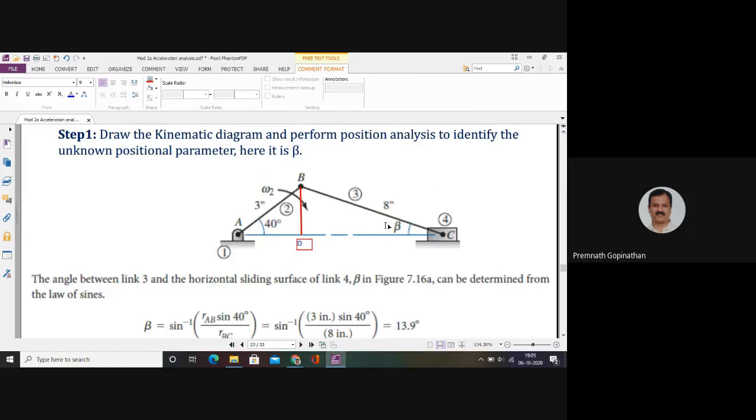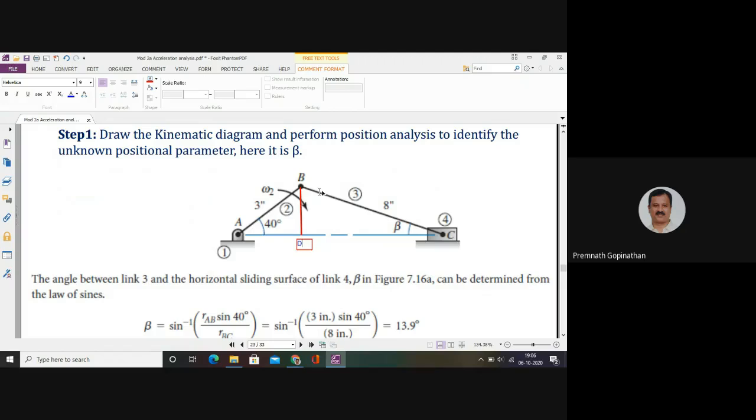The only unknown parameter that has been identified is beta here. You don't need this corner angle B, but if it is required, you can do that also. For that, you have to consider the side AC also. Side AC will be AB cos 40 degrees plus BC cos beta. The sum of those two will be AC, right? And you can apply the cosine law so that you can identify the corner angle B. But for our analysis, that is not required at present, so we'll just stick to beta and finish off the analysis.